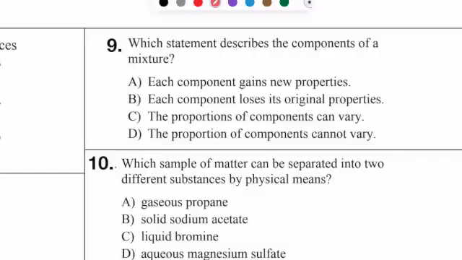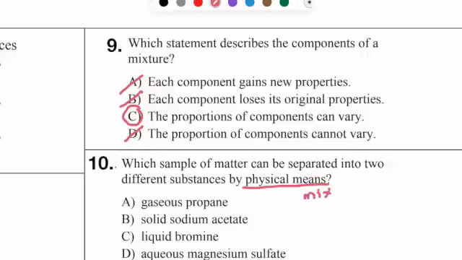And when we separate those 2 things, when we separate the sand and the salt, they're still going to have their original properties. So they are not gaining new properties. They are not losing their original properties. And we can always change the proportion in which we are dissolving them. So your answer is C. Which sample of matter can be separated into 2 different substances by physical means? Once again, this is the question that is the opposite of what we were looking at in the previous slide. Now we are looking for a mixture.